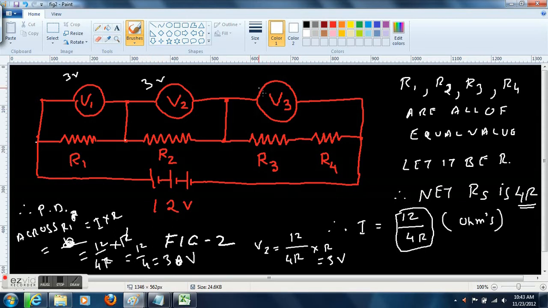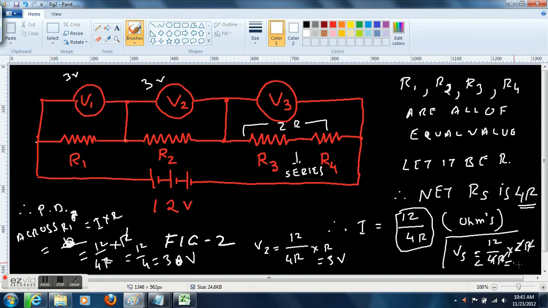But there will be some difference in the case of V3, because here we have two resistances R3 and R4 in series, so the total or net resistance from these two will be 2R. Therefore the potential difference will be current flow 12 by 4R into 2R, the net resistance because they are in series, which comes to 12 upon 2, which is 6. Therefore the potential difference here will be 6 volt.